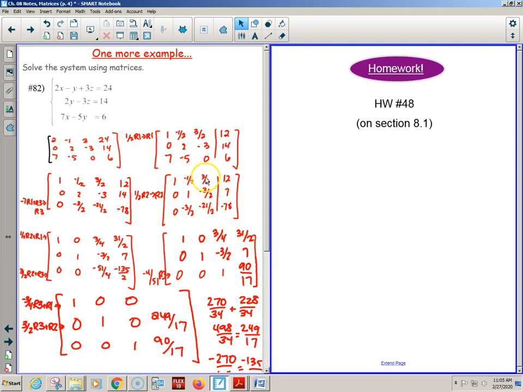Negative 3 fourths plus 6 fourths. Negative 3 fourths plus 6 is 3 fourths. 7 halves minus 24 halves. Oh, no, plus 24 halves. Wait. Oh, 7 halves plus 24 halves is 31 halves. Oh. The problem's in the first row. It's not the second row. Okay, second row is good. Yeah.